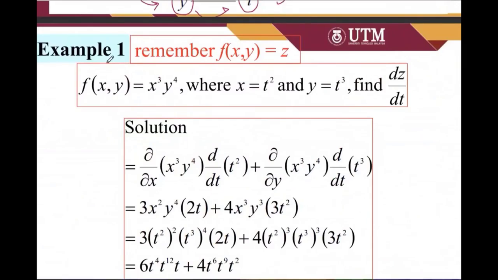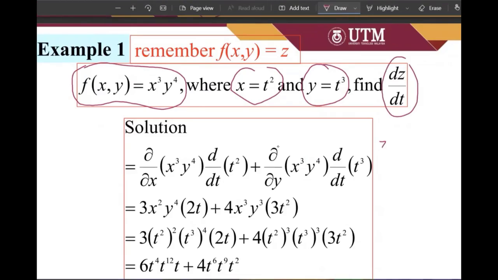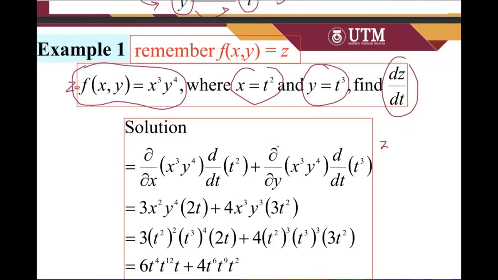We go to example 1. I said that this is a function of two variables. So you see, you have f equal to x power of 3, y power of 4. And then x in terms of t, which is x equal to t squared, and then y equal to t power of 3. And then the question asks you to find dz dt. So remember the tree. This is z. Sometimes it is given to you as f(x, y), but that one is also z. Or I can say this is df dt. So you have to be familiar with the notation.